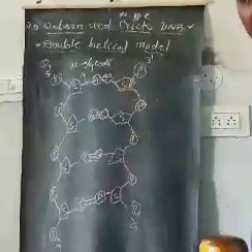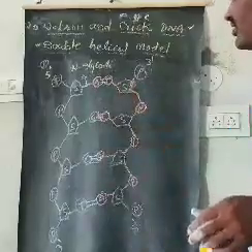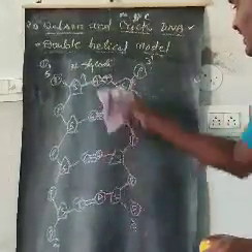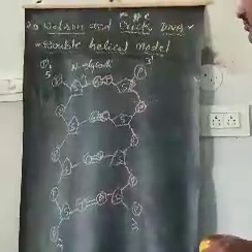So this is a double helix of the DNA. Here in the double helix of the DNA, we can observe that the DNA has a twisted formation. So that is what we are observing.